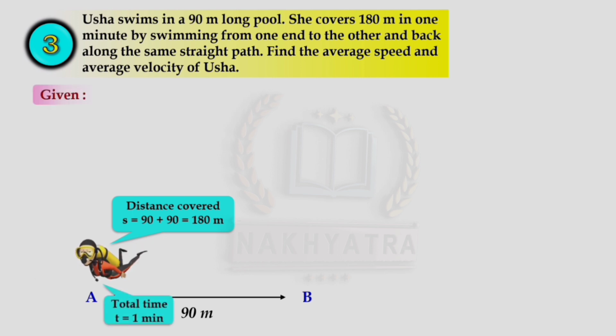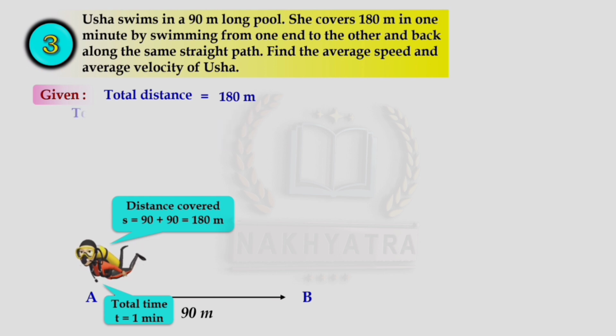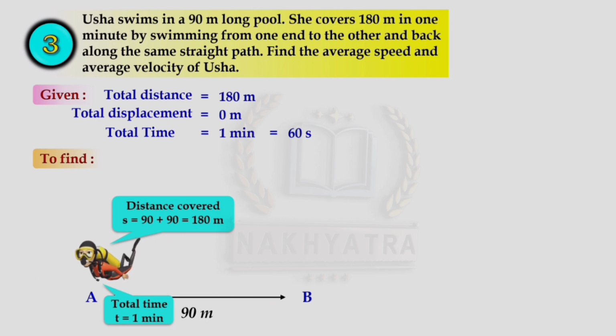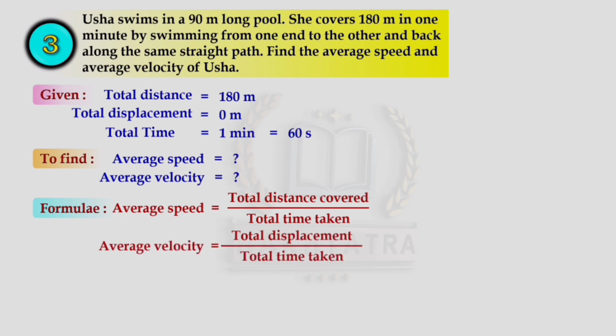And the total time taken is 1 minute. So now total distance equals 180 meter, and as Usha swims back to the same position, the total displacement is 0 meter. Right? Now total time is 1 minute. Now convert it into seconds, it is 60 seconds. So we have to find out the average speed and average velocity. For finding out average speed, the formula is total distance covered by total time taken, and average velocity is total displacement by total time taken. So note down these two formulas, they are very important.